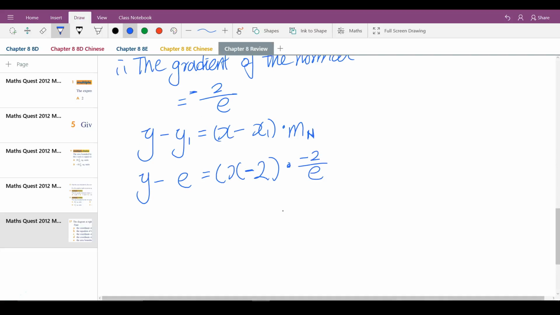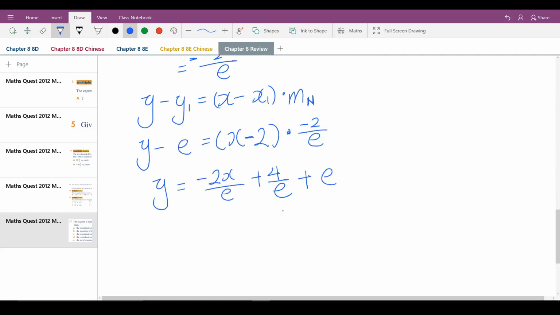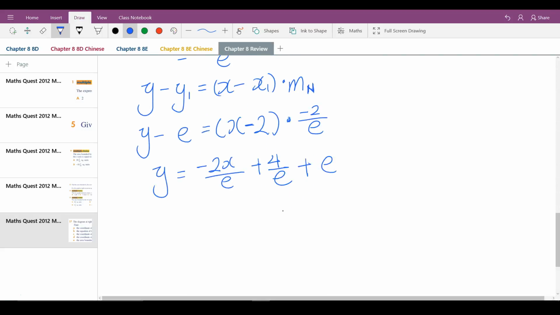So we can move the e to the other side. Let's expand the bracket. So this is negative 2x over e, plus, because negative times negative is positive, 4 over e, plus e. Now, I believe you can just leave it there.